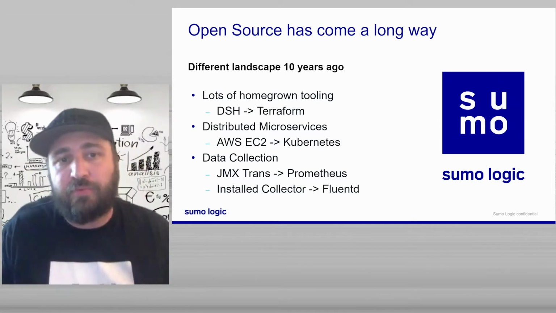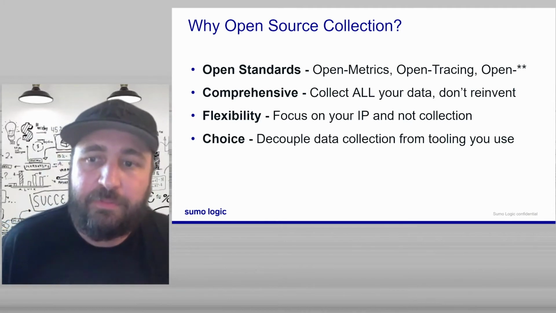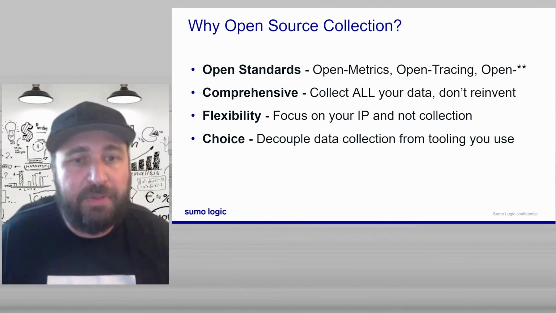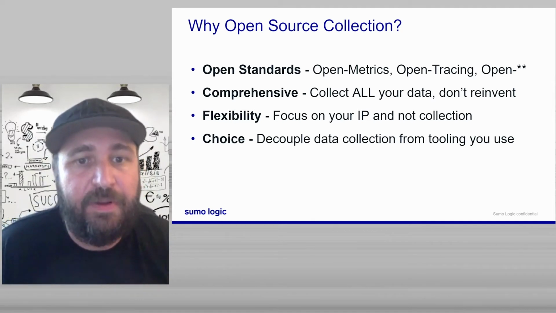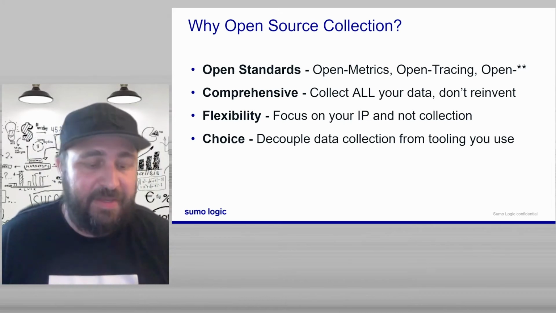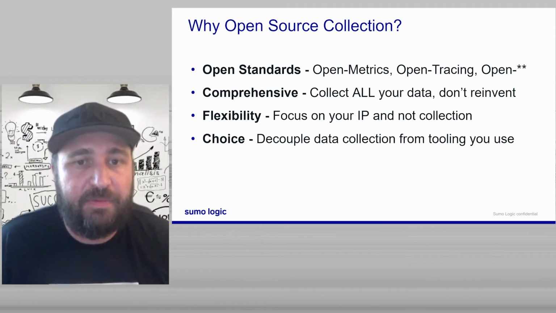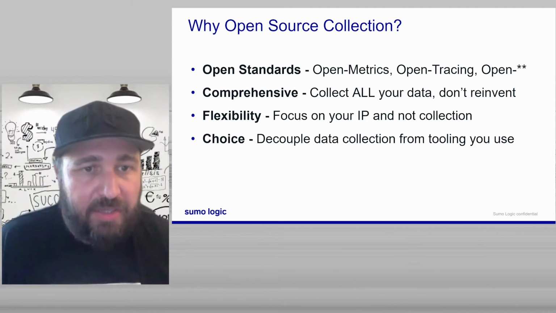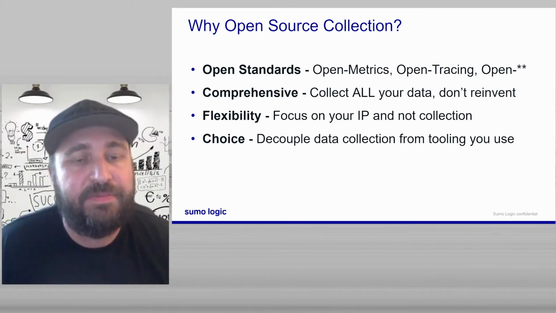So why would you embrace open source data collection? There are a number of key benefits. Probably the top one is the fact that you're building on open standards. There are a number of open standards out there for metrics, OpenTracing, OpenAPM, Carbon format, Graphite. These are all open standards that are out there to try and unify some things. And many of these agents out there that are used for collection all support one of these open standards.